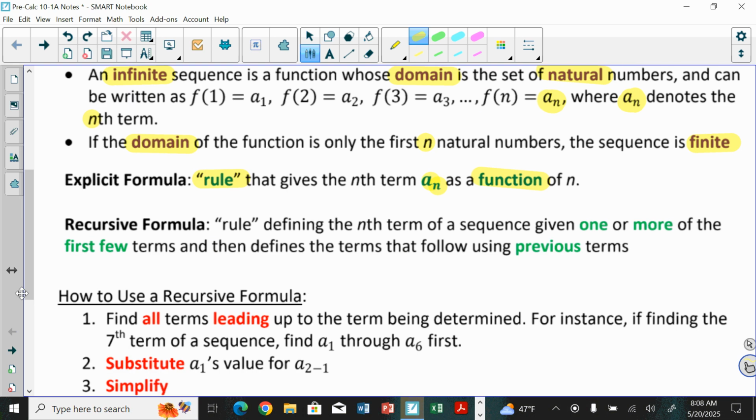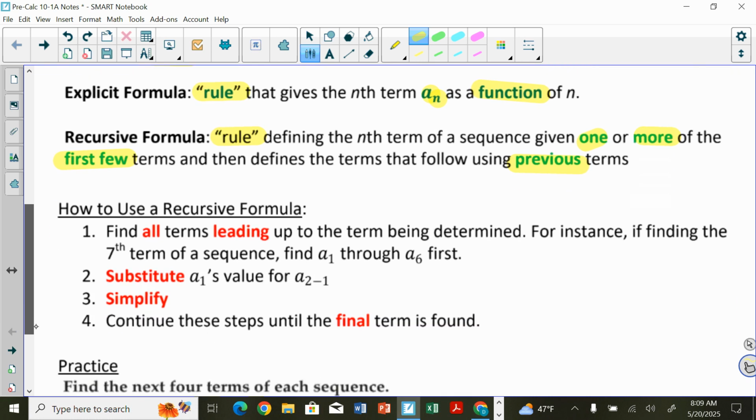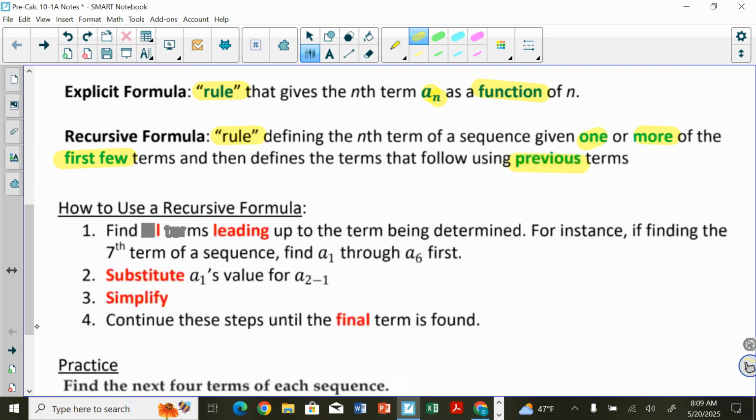All right, and then a recursive formula. This is another rule that defines the nth term of a sequence given one or more of the first few terms. So if we're given a couple of terms, we can define the terms of n using those previous terms. If we're given a few numbers early, we can figure out what the nth term is. That's basically what it's saying. So there's a lot of math jargon here leading up to the examples, but once we get to the examples, I think you'll find it's not that bad.